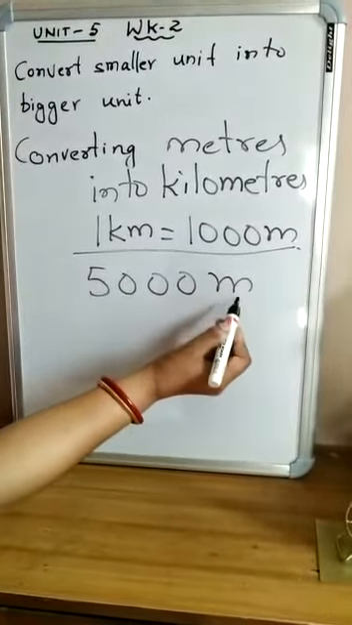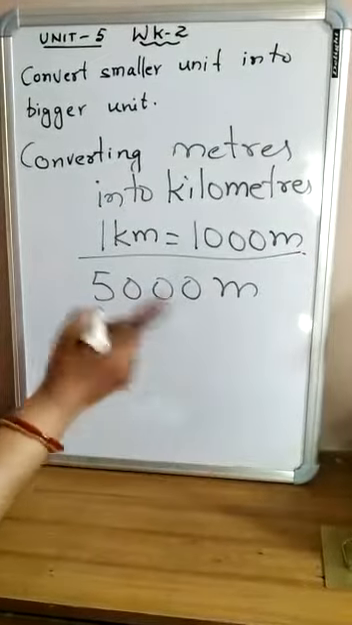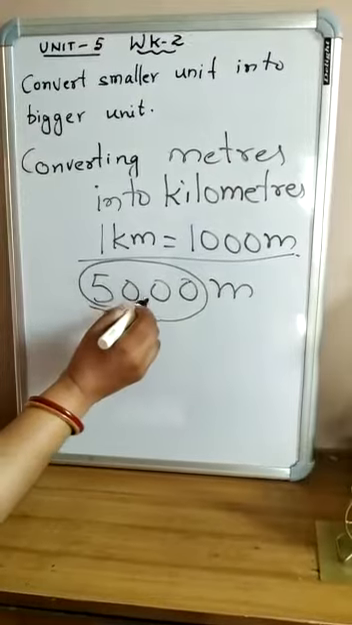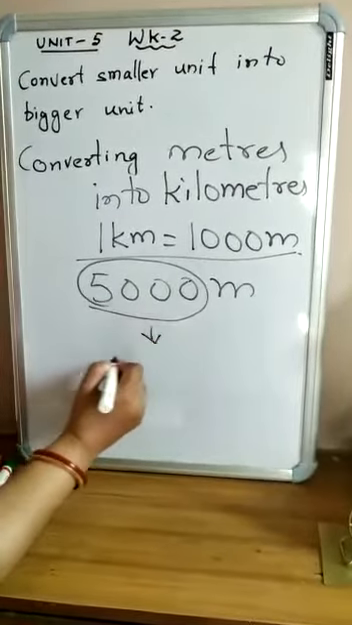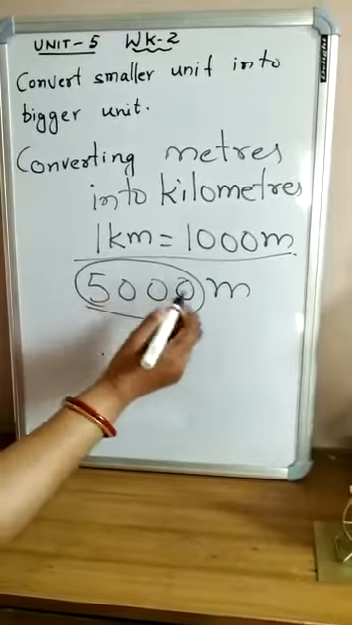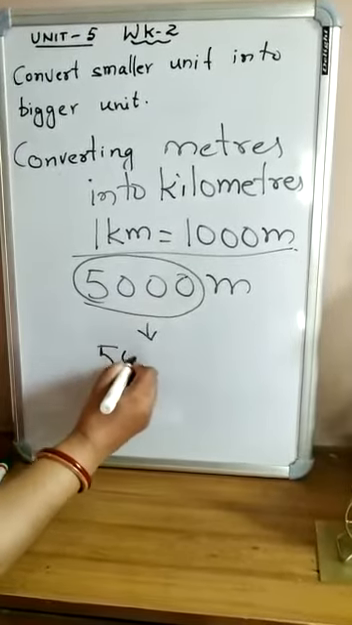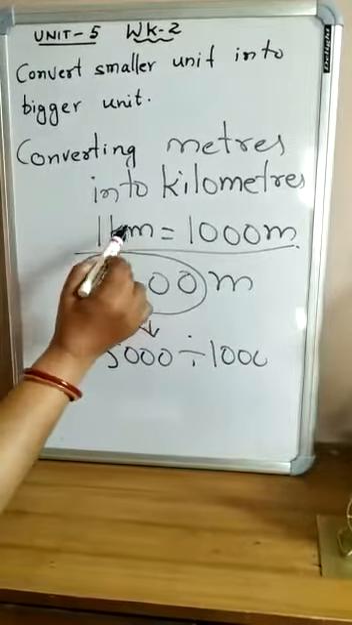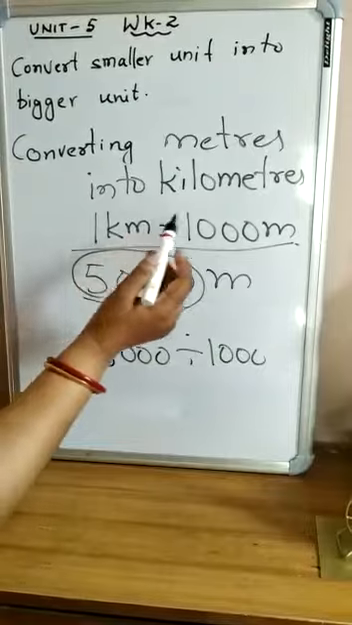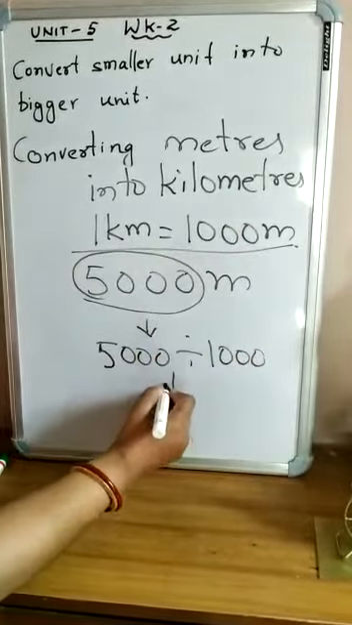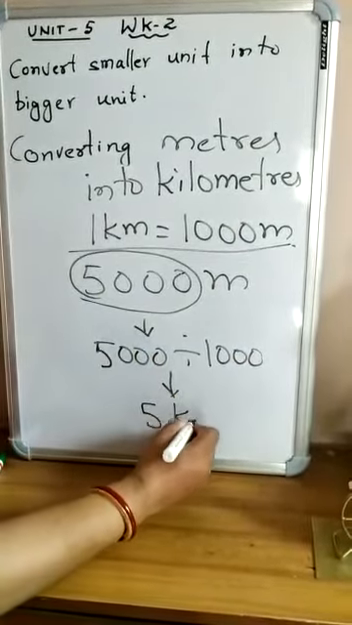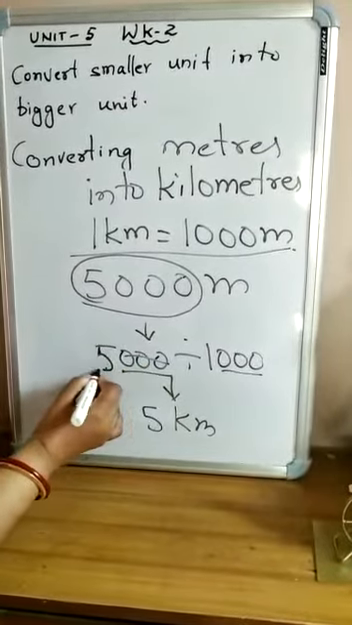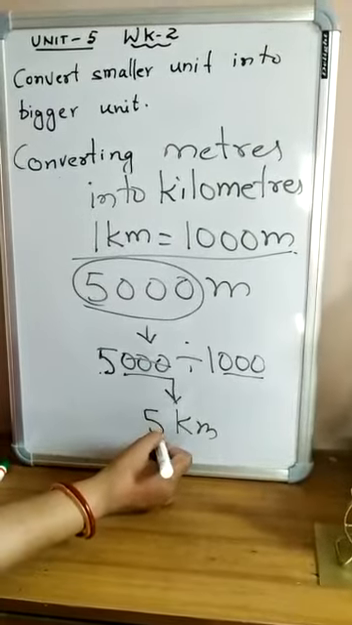Here I have to convert the unit meter into the unit kilometer. So what will we do? We divide the number of meters by 1000. The number of meters here is 5000, so 5000 will be divided by 1000. Why? Because the relationship between kilometer and meter is 1 kilometer equals 1000 meters. After division, we get 5 kilometers. 3 zeros are here, remove 3 zeros from this side, so 5 is left, which is 5 kilometers.